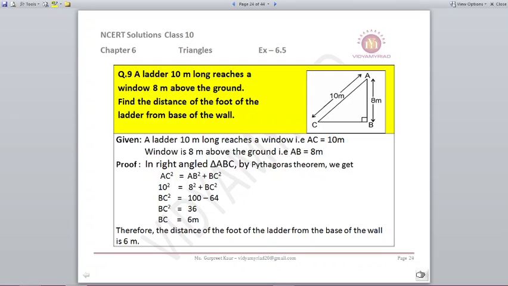You have AB, that is 8 meters, which is the window above the ground, and there is a ladder AC which is 10 meters. If you look at the diagram, it's a right angle triangle, and using the Pythagoras theorem it becomes AC square is equal to AB square plus BC square. That comes to BC square comes out to be 100 minus 64, which is 36. BC comes out to be 6 meters. So the distance of the foot of the ladder from the base of the wall is 6 meters.